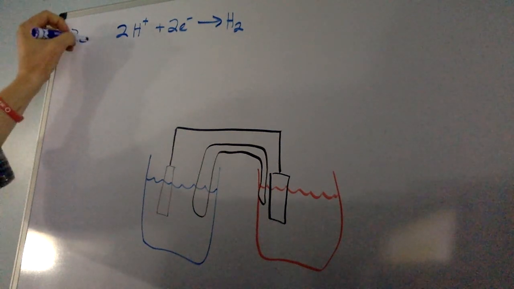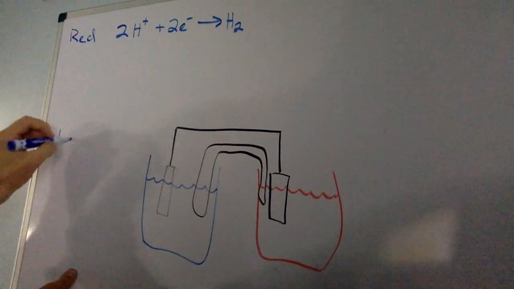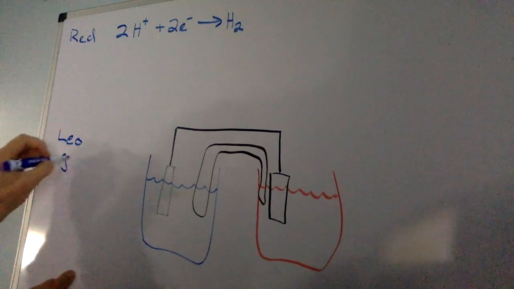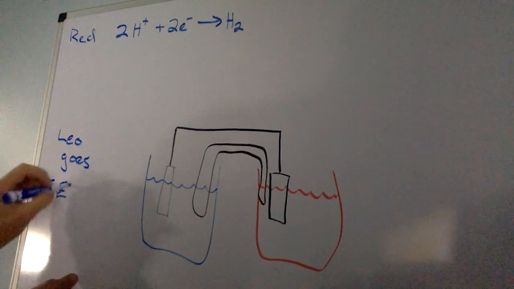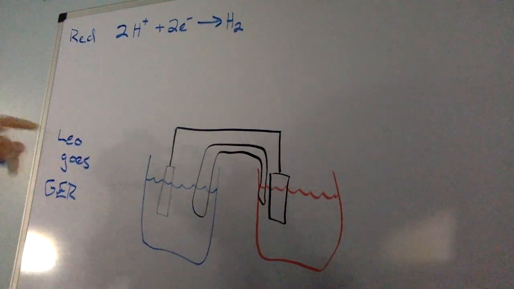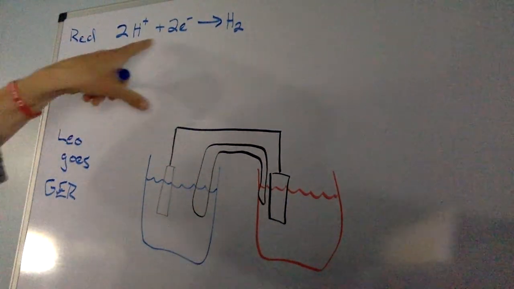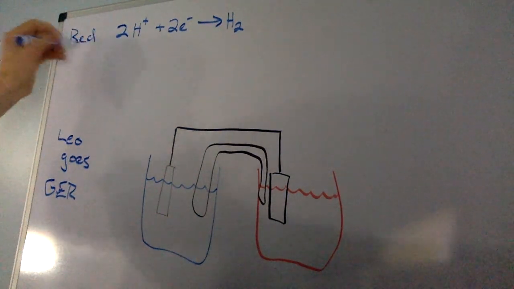So again, we know Leo goes Gur. So we know losing electrons is oxidation. Gaining electrons, as we've done up here, is going to be a reduction.